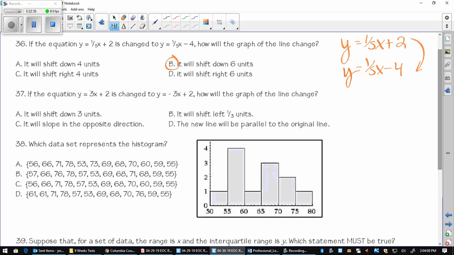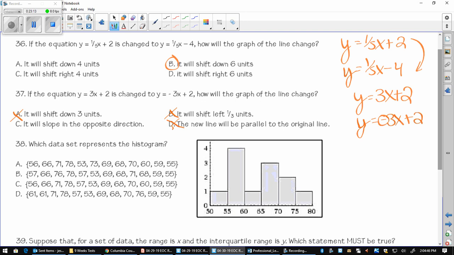Okay, on 37, we're doing a very similar thing. So it says we would start with y equals 3x plus 2, and then it would change to y equals negative 3x plus 2. So the only difference here is that negative sign on the second equation. So I know that that negative sign is on the slope, so that has nothing to do with the y-intercept. That slope isn't going to shift it left or right. And D says the new line will be parallel. I know for 2 lines to be parallel, they need to have the exact same slope. So that doesn't make sense.